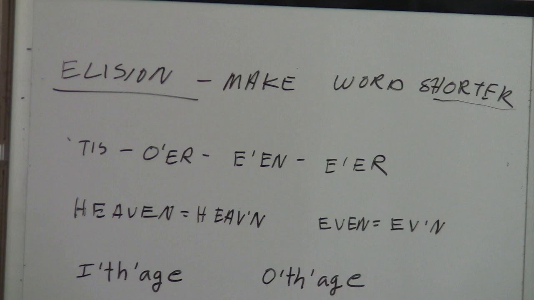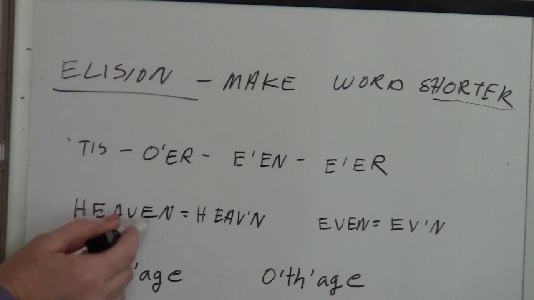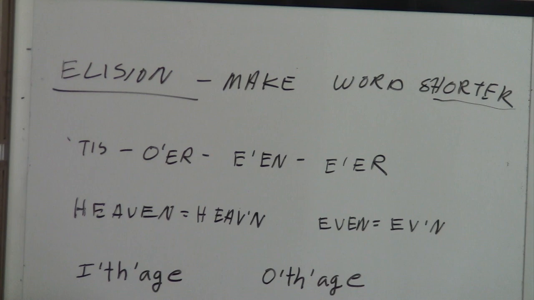E'en means even, one syllable, e'en. E'er means ever, and it's also pronounced with one syllable, e'er. Another word that is commonly elided is the word heaven and also the word even. Sometimes they'll be two syllables, sometimes they will be one syllable. Now it does sort of sound like you're doing two syllables, and in a sense you are, but basically you try the best you can to make it that one syllable.